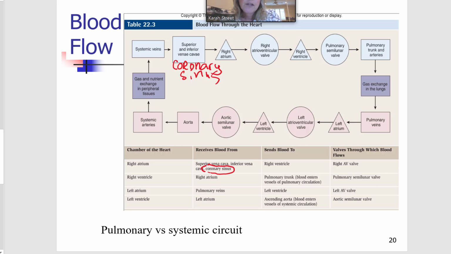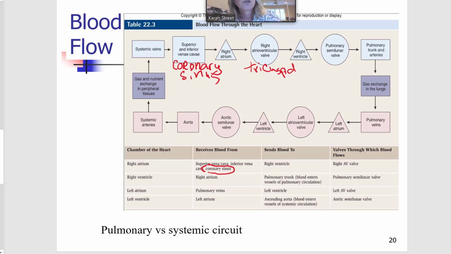The right atrium, blood flows through the AV valve, the right atrioventricular valve, also known as the tricuspid, to the right ventricle, and blood ejects into the pulmonary circuit through the pulmonary semilunar valve. It goes to the pulmonary circuit for gas exchange. CO2 is dropped off, leaves the blood, goes into the lungs, and oxygen moves from the lungs into the blood.